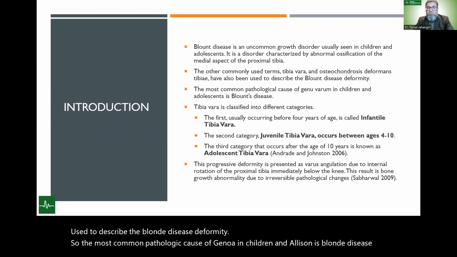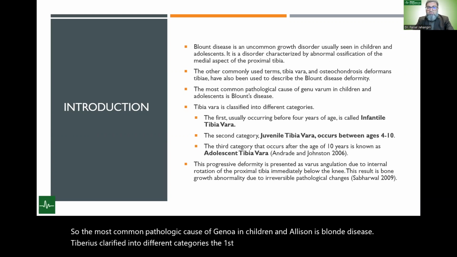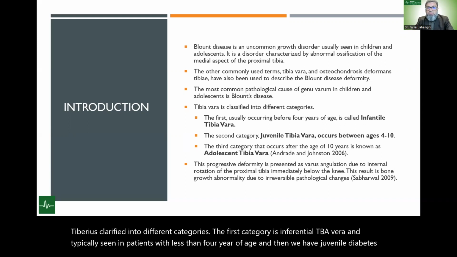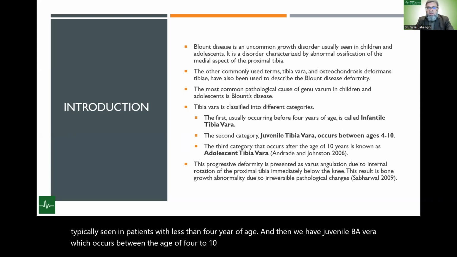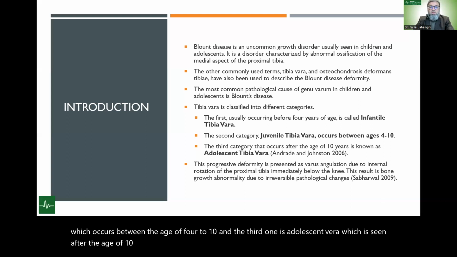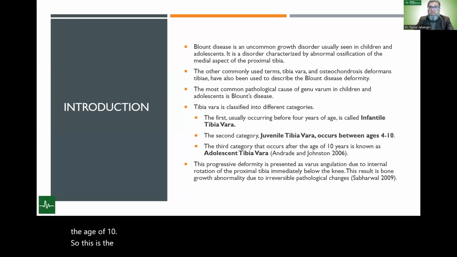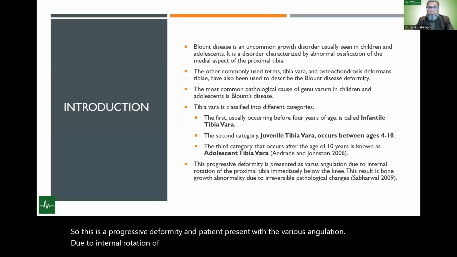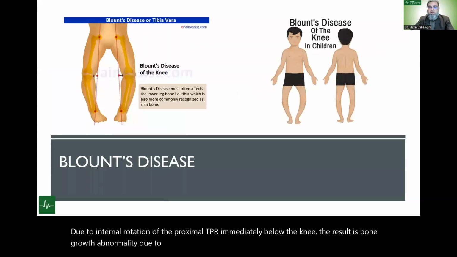Tibia vara is classified into different categories. The first category is infantile tibia vara, typically seen in patients less than 4 years of age. Then we have juvenile tibia vara, which occurs between the ages of 4 and 10. And the third one is adolescent tibia vara, which is seen after the age of 10. This is a progressive deformity, and patients present with varus angulation due to internal rotation of the proximal tibia immediately below the knee. The result is bone growth abnormality due to irreversible pathological changes.